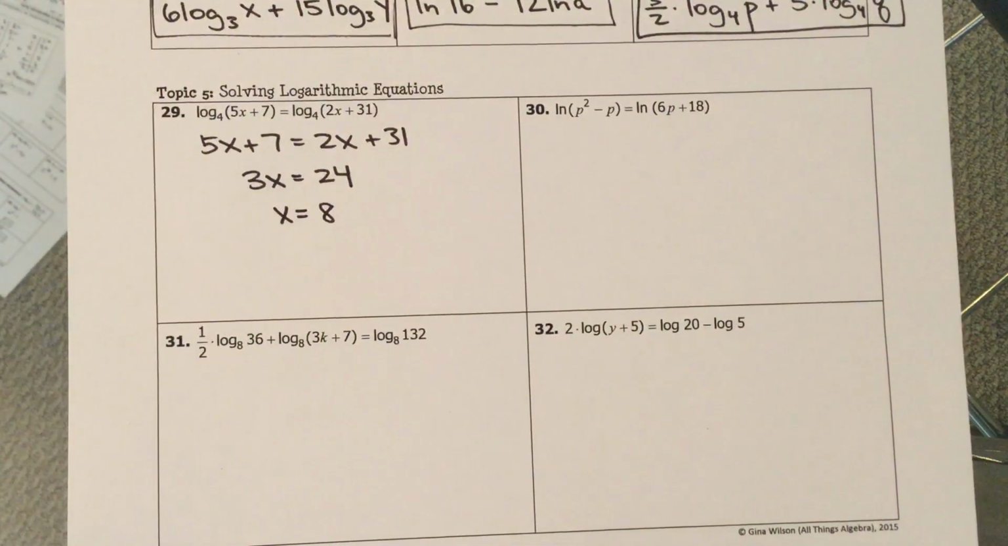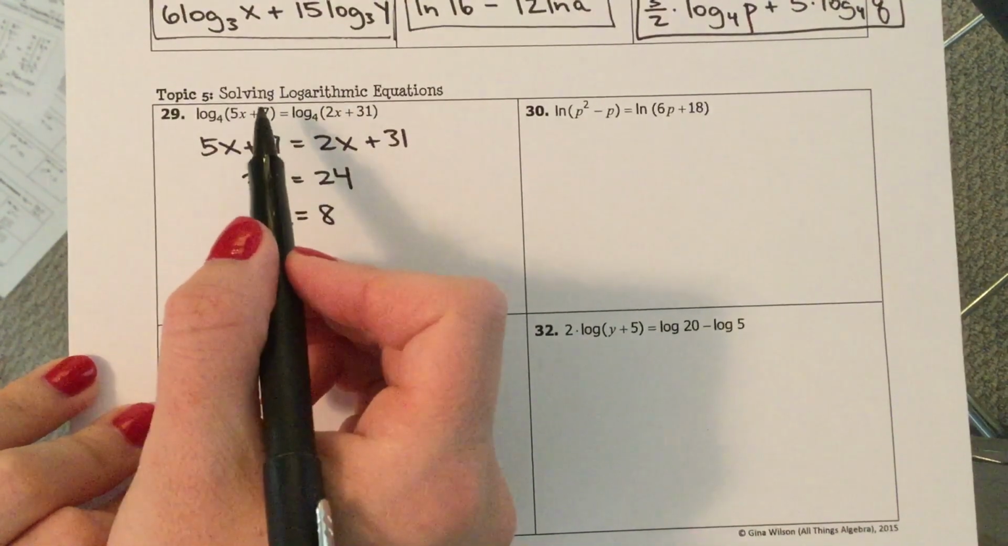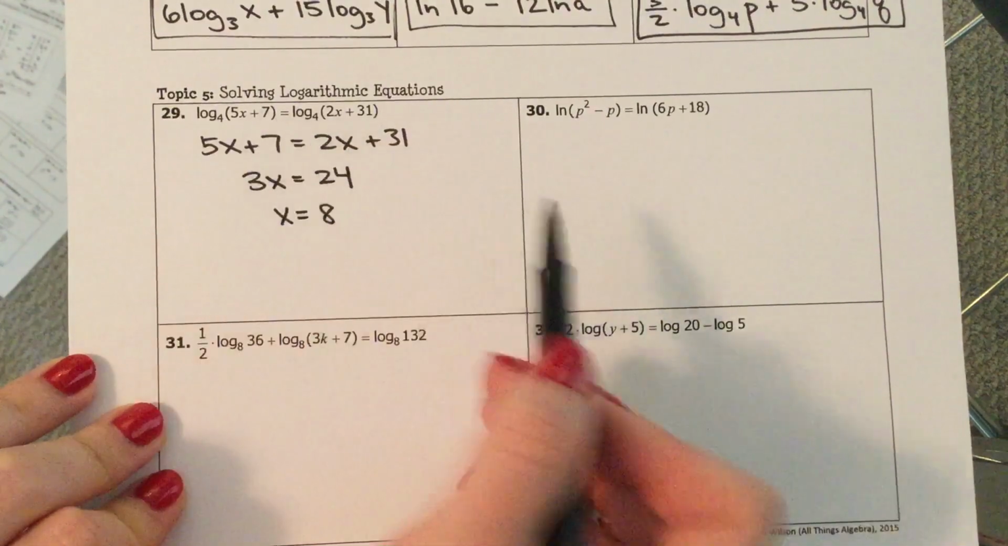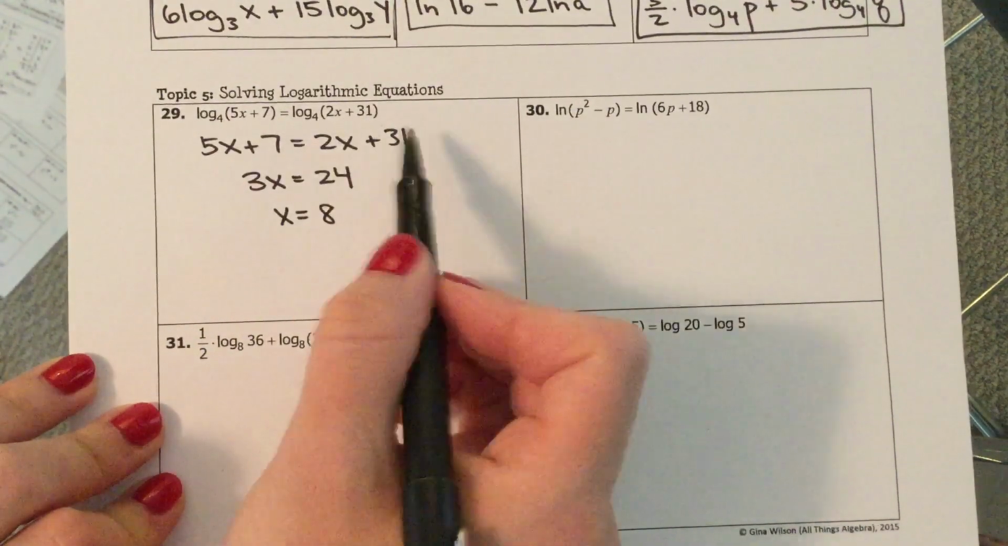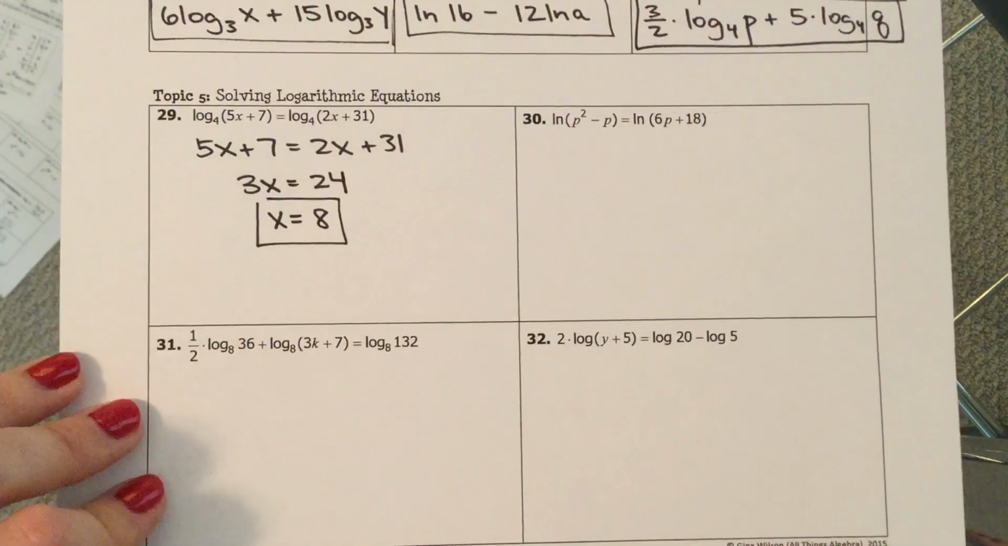With logarithms, you always have to double check for extraneous solutions. The inside expression cannot be negative. So if I sub in 8, 5 times 8 plus 7 is positive, so that's good. 2 times 8 plus 31 is positive, so that's good. So this answer checks out.